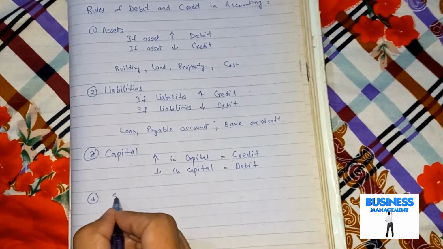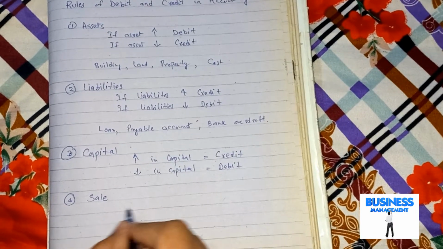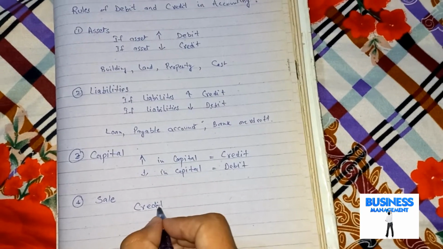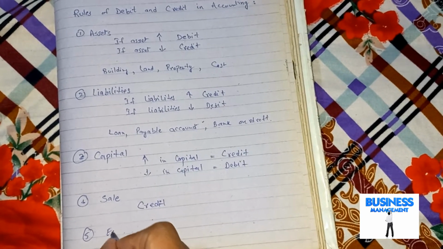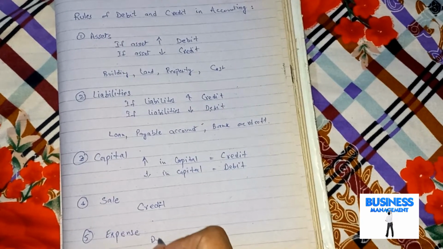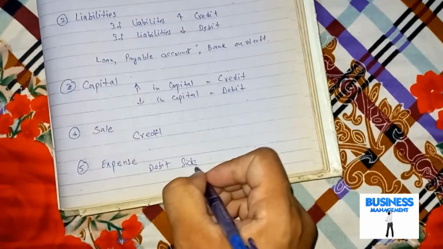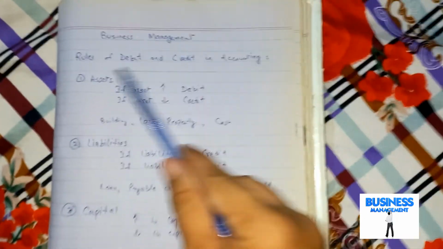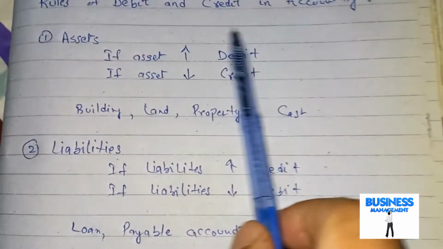Now for the sales, this will be booked on the credit side. And the last one is expense. Expense will be on the debit side. These are all the rules for debit and credit in accounting.